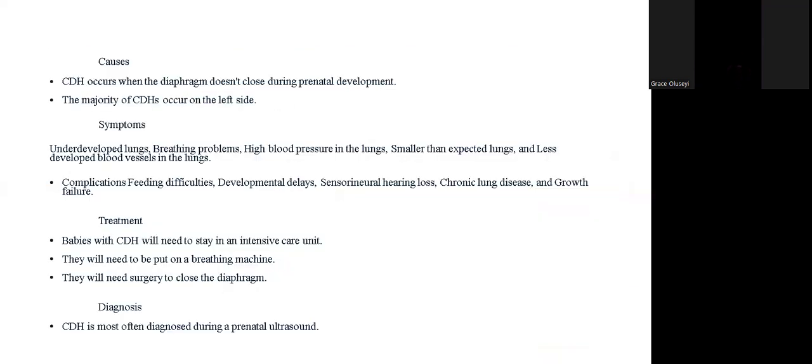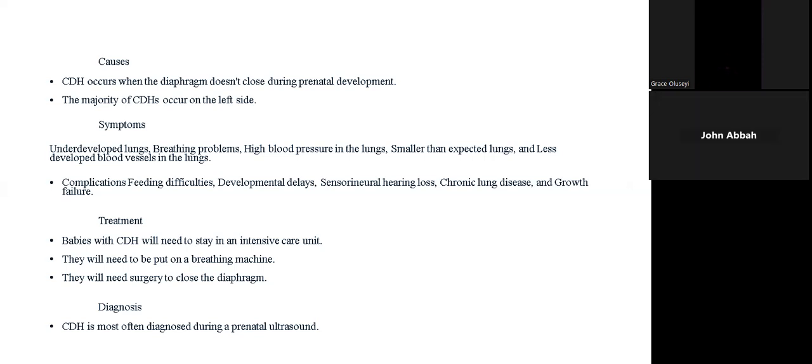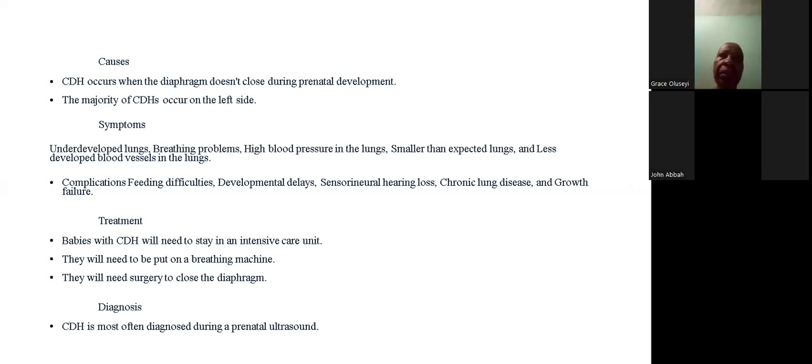So let's look at what are the causes. For CDH, it occurs when the diaphragm doesn't close during prenatal development. The medical doctors know this very well. It might be too much for you to take, but the medical personnel know this and they know how to correct it. A majority of the CDH occurs on the left side of the baby, to the left side of the body. So we often see it to the left side. So it can be corrected.